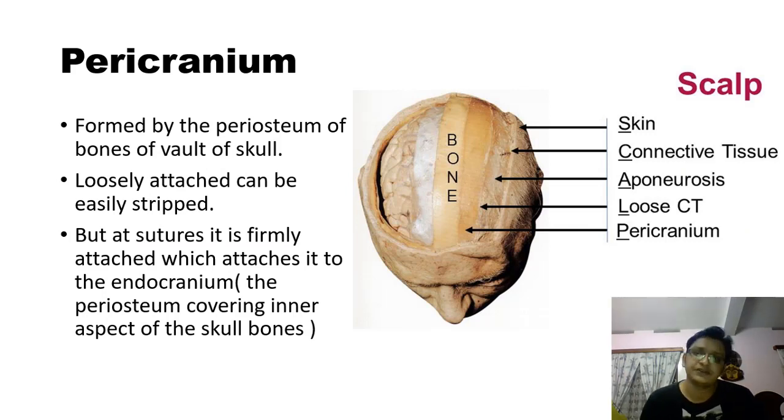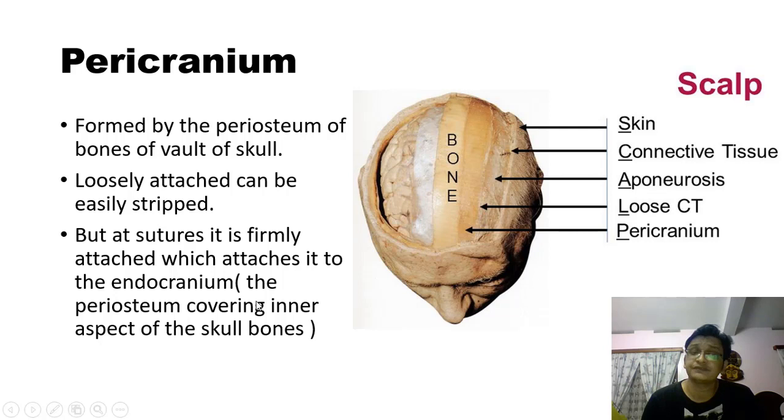Coming to the last layer of the scalp, that is the pericranium. It's formed by the periosteum of the bones of the vault of the skull. As a student, it's very difficult to understand what the periosteum is. Whenever you see the layer just above the bone, looking like a thread-like, continuous fibrous structure, that is the periosteum. It is loosely attached and can be easily stripped off.